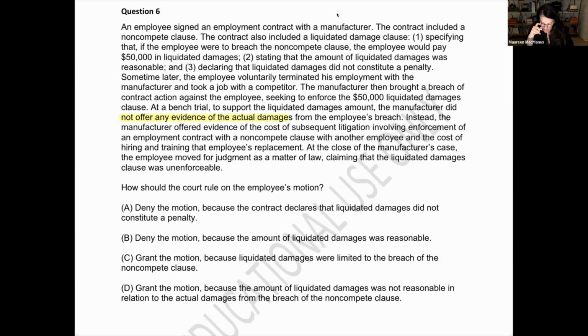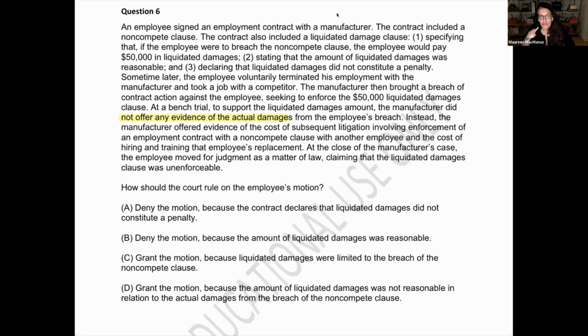Instead, the manufacturer offered evidence of the cost of subsequent litigation, which doesn't determine your damages, involving enforcement of an employment contract with a non-compete clause with another employee, and the cost of hiring and training that employee's replacement. At the close of the manufacturer's case, the employee moved for JMOL, claiming that the liquidated damages clause was unenforceable. So one thing to point out here is you need to know the standard for a JMOL as well.